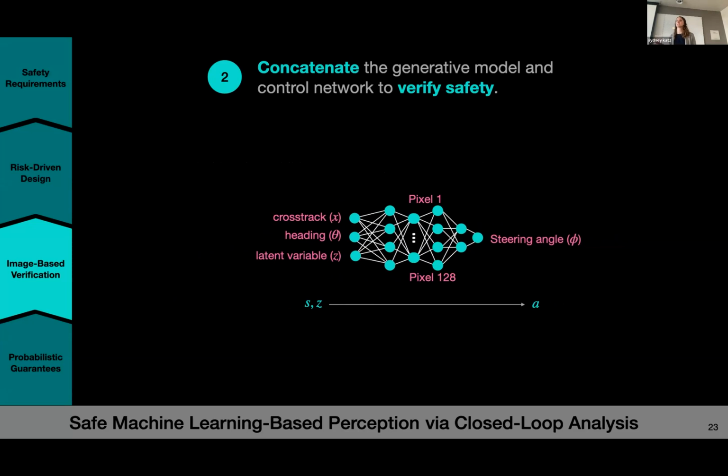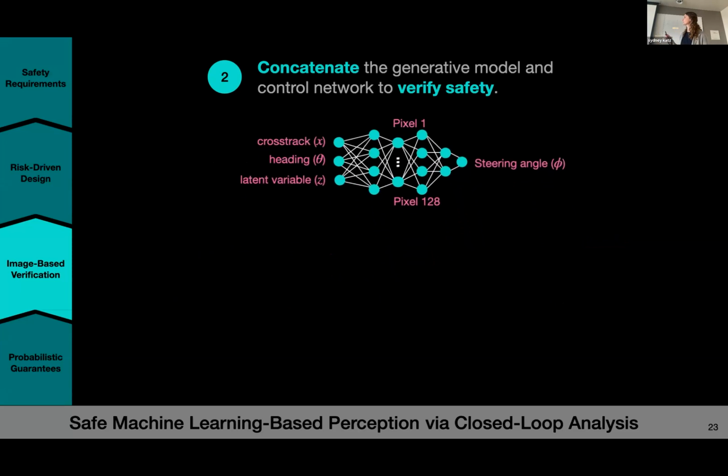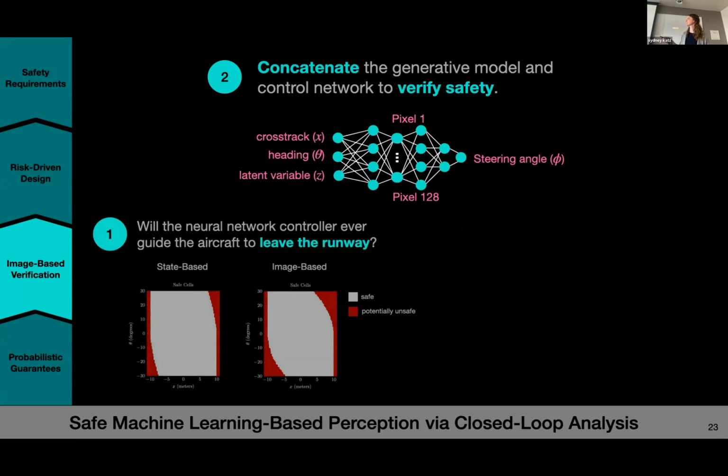And this looks a lot like the state-based neural network controllers that we were able to verify previously. Even more importantly, it satisfies those key properties that we needed for those state-based verification techniques to remain tractable. And so we can just apply those exact same techniques to this concatenated model, and it gives us guarantees over our image-based neural network controller.